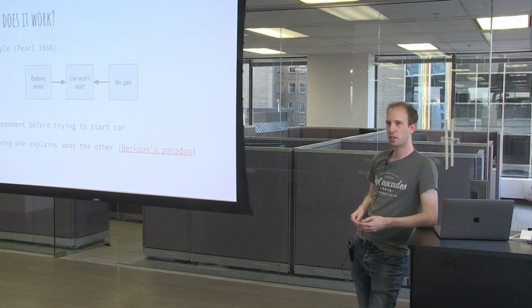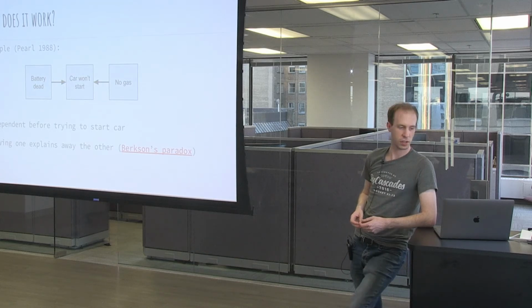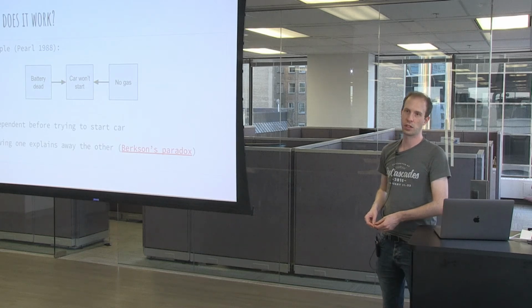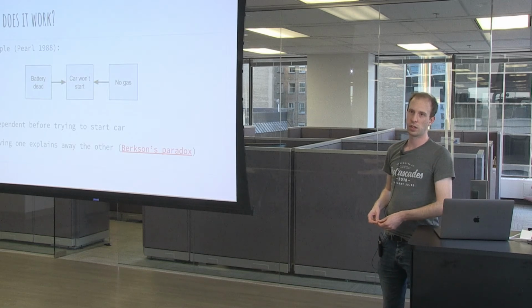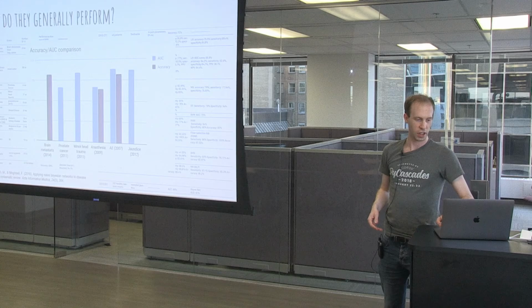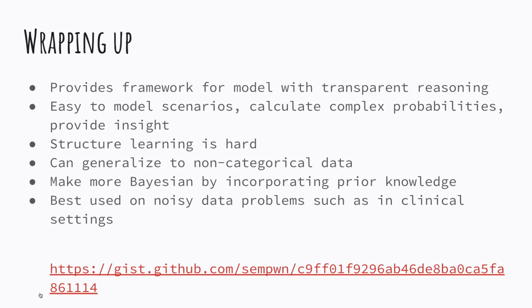Going back to your last slide, you had something about making that more Bayesian based on prior knowledge. Yeah. What does it mean? What is more Bayesian, and how do you incorporate prior knowledge?